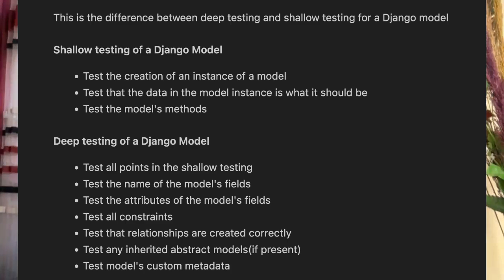For deep testing, we test all the points that were discussed in the shallow testing. Added to that, we test the name of the model field. We test all attributes of the model field, for example, null, blank, default, and so on. We also test all constraints. We test that relationships are created correctly, relationships like many-to-many, one-to-one, and foreign key relationships. We also test any inherited abstract method if present. And lastly, we test model custom metadata.